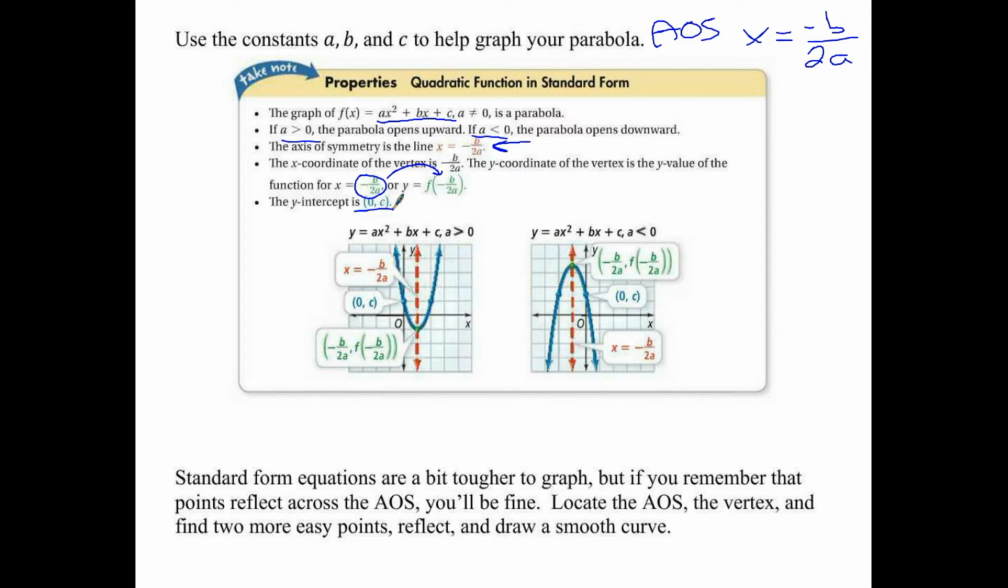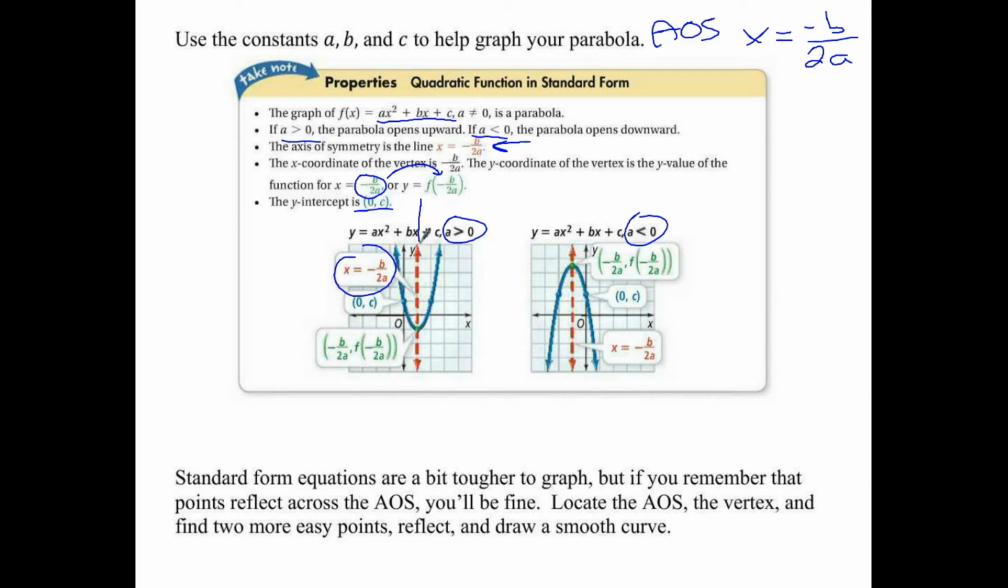We have y equals ax squared plus bx plus c in both cases. The one on the left says that a is greater than 0, which means that our parabola is going to open up. The one on the right says that a is less than 0, which means our parabola is going to open down. Okay? So in both cases, we have x equals negative b over 2a.